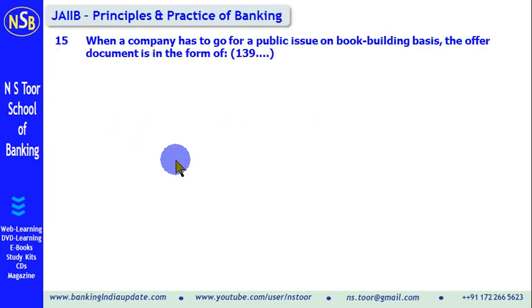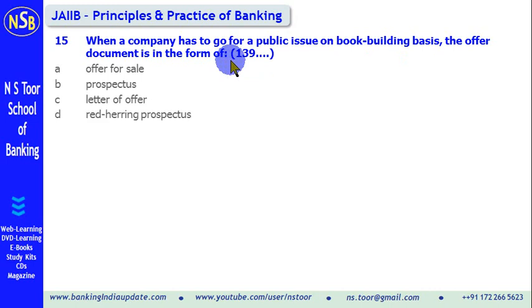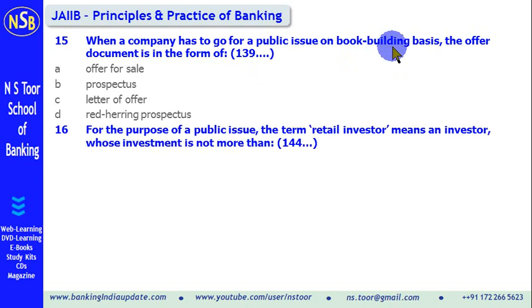Let us now go to question number 15. When a company has to go for public issue on book building basis, the offer document is in the form of. So whenever a company has to go to public for a public issue, but on book building basis, the offer document is in the form of. So these are our options. First of all, what is book building process?